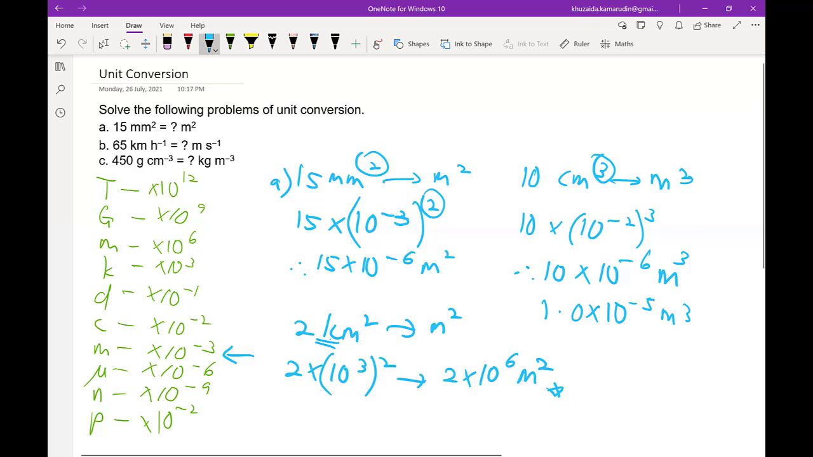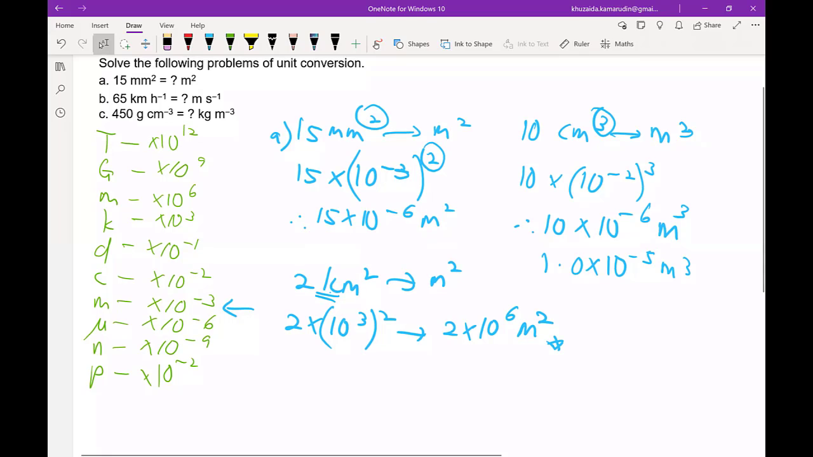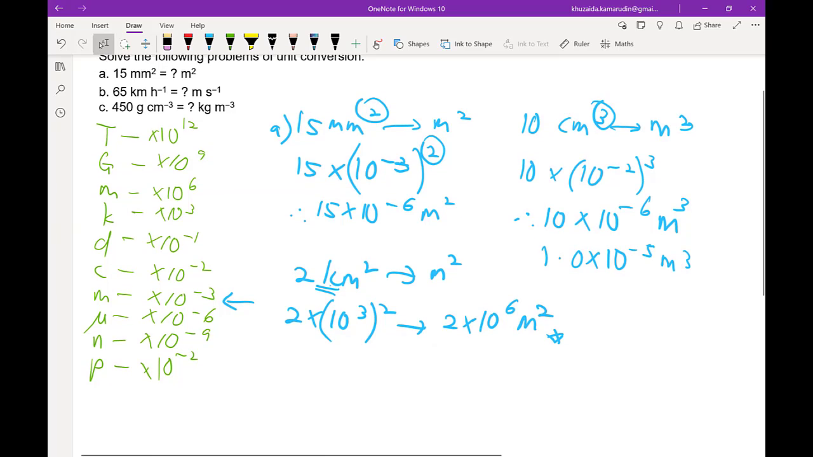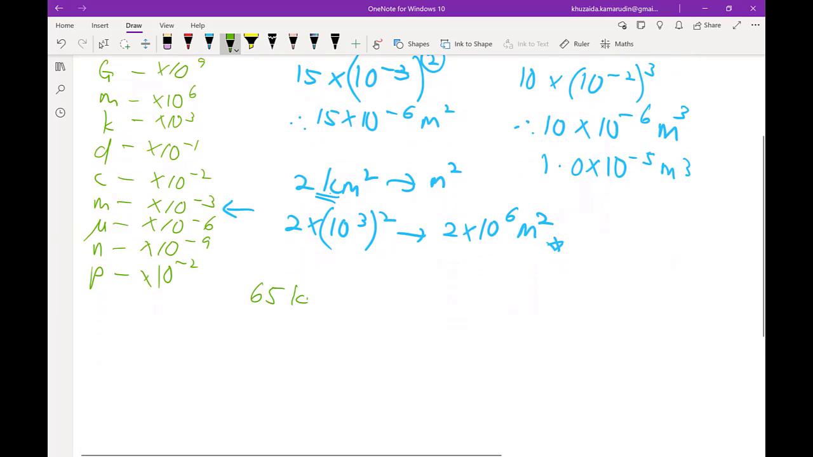Okay, settle. Okay, the next one, if you have two units at the same time, for example here 65 km per hour, you want to convert into meter per second.